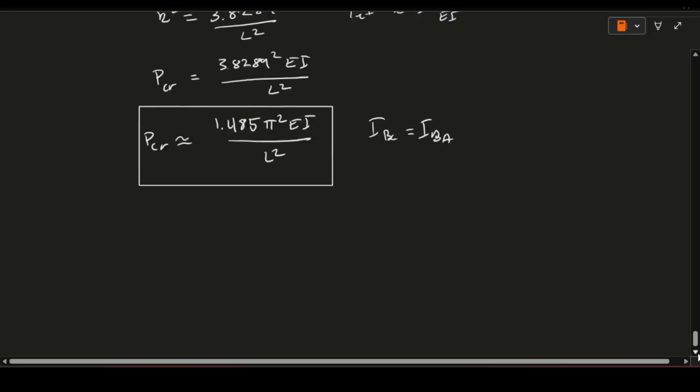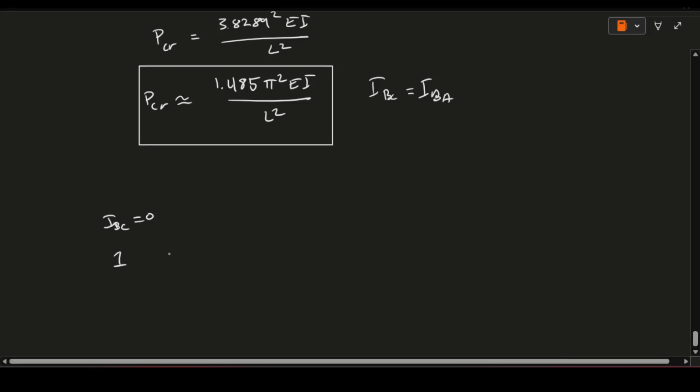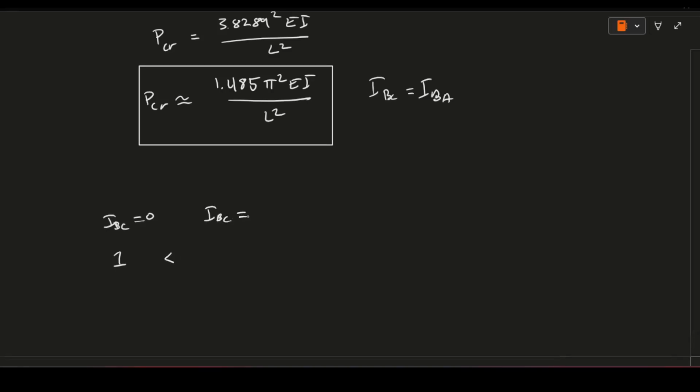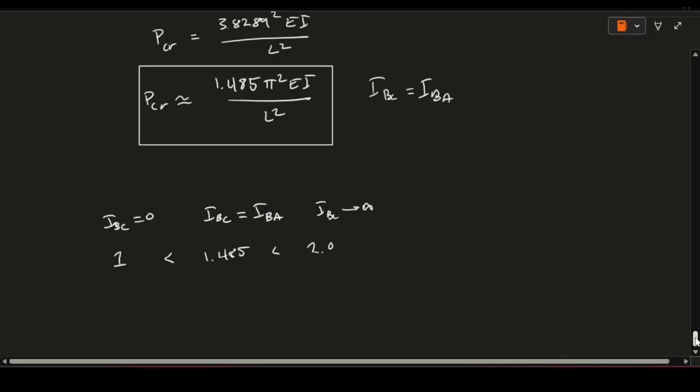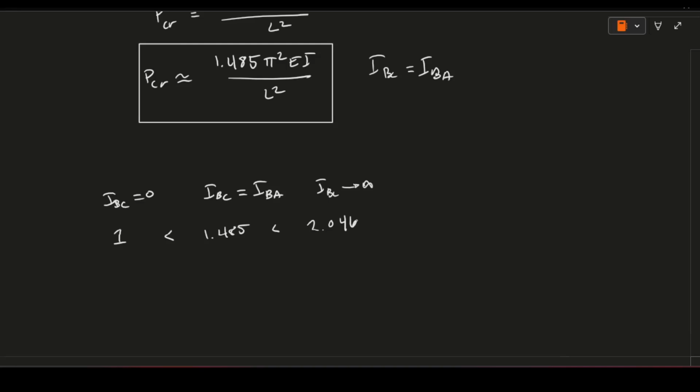Okay, so if we just compare the critical loads, if IBC is equal to 0, we have the Euler buckling, and if IBC was equal to IBA, the factor was 1.485, and if IBC tended towards infinity, we get 2.046. Yeah. So that was example 3.1.